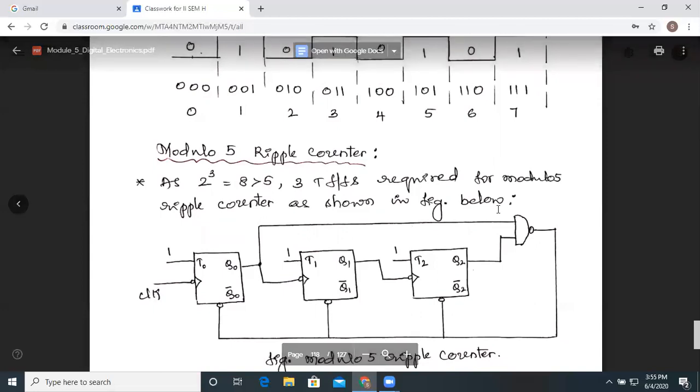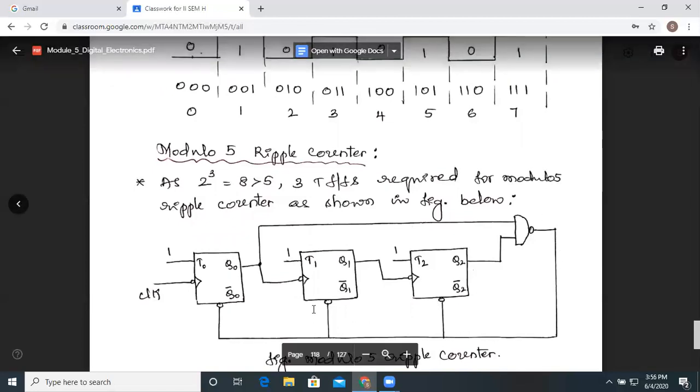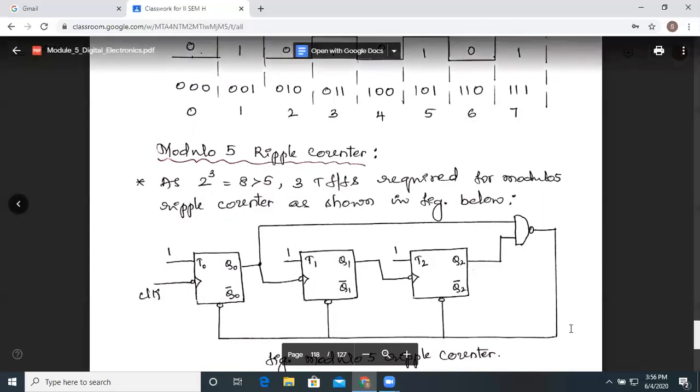So wherever 1 is present, you are supposed to take the tappings from there. Here Q0 is 1 and Q2 is 1. You take the tapping from those flip-flops and feed them through a NAND gate. When both the inputs are 1, 1, obviously we are going to get 0 over here. That 0 will be applied to the clear input of the T flip-flops.